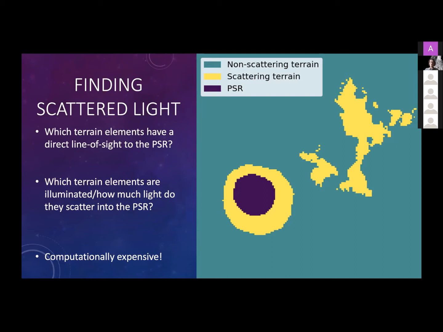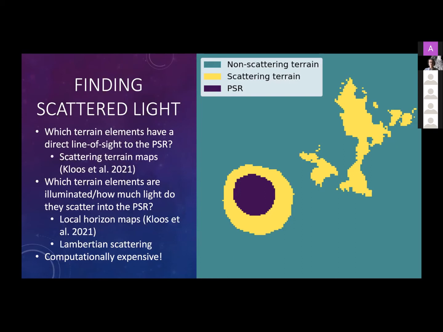So in an attempt to mitigate some of this expense, I've been leaning very heavily on some of the work done by another member of our group, Jake Kloos, who recently published a paper on looking at all these various alternate illumination sources. So to answer this first question, I've been using these scattering terrain maps like the one seen on this slide, which essentially indicate which terrain elements outside of the PSR are able to scatter light to at least one portion of the PSR.